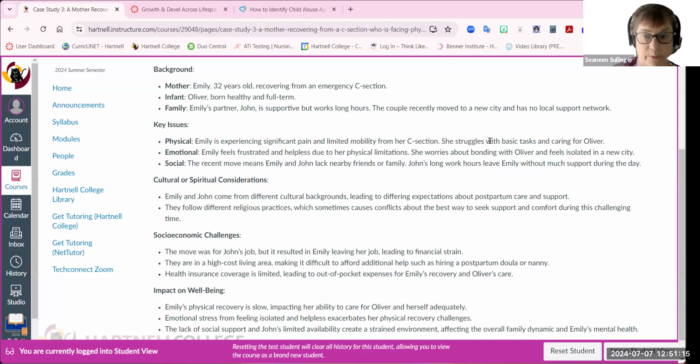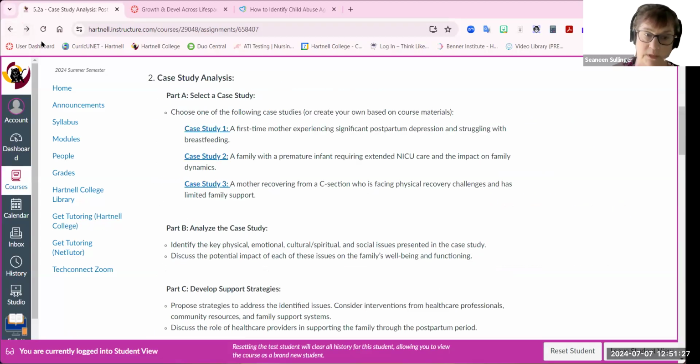So what does that mean? What does that mean for support people? Does she have support people? Is dad involved? Like if she can't move, she's in a lot of pain, how does that affect everybody else? What is the effect on the baby if she's having difficulty caring for the baby? So that's part of the analysis.